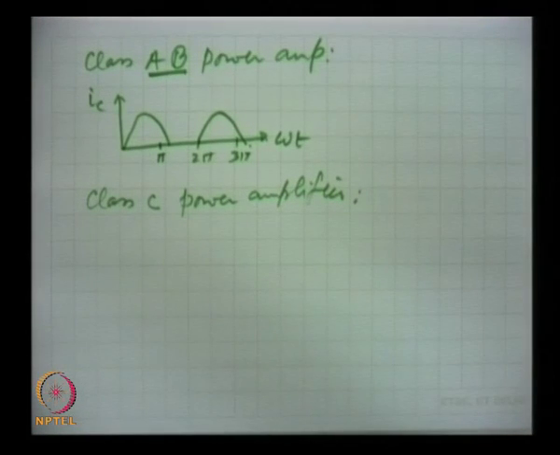In class C amplifier, the operating point is chosen such that collector current flows for much less than 180 degrees. The conduction angle is much less than 180 degrees. We will choose the operating point much below the cutoff point, so that the transistor is not put to the active region for a very major portion of the input positive side of the pulse. When this happens, the output will contain sharp pulses only, like this.